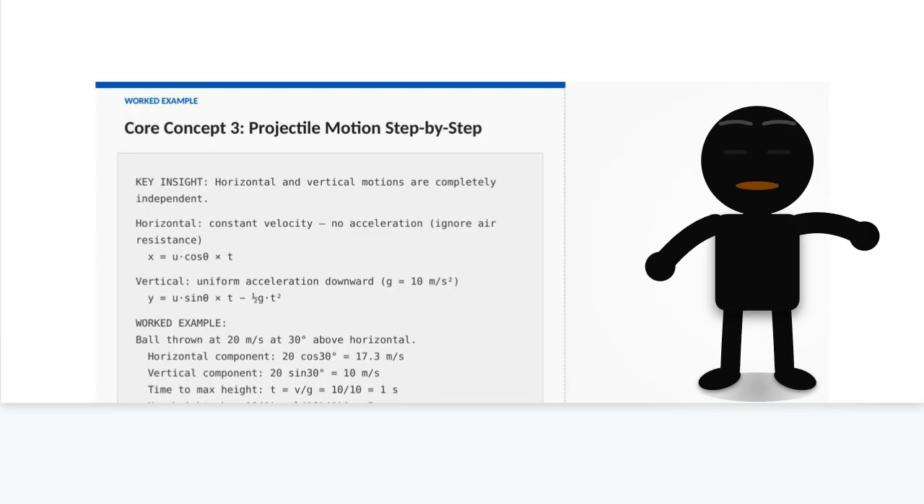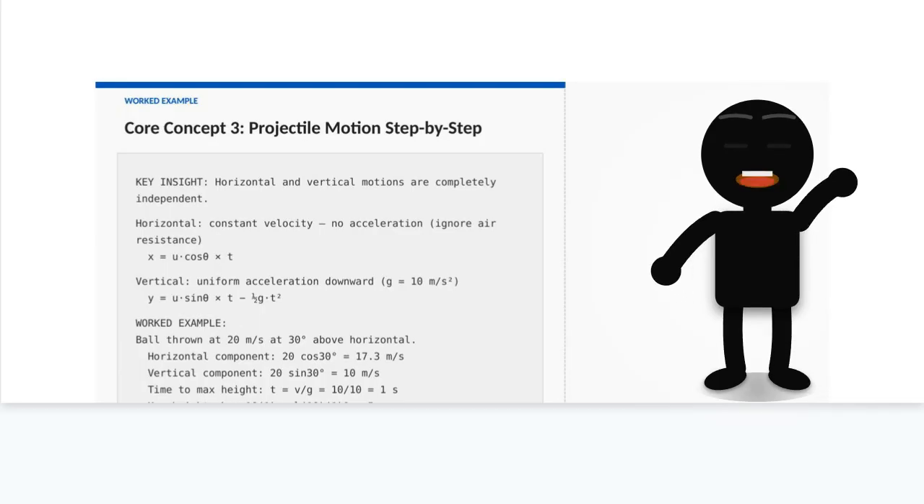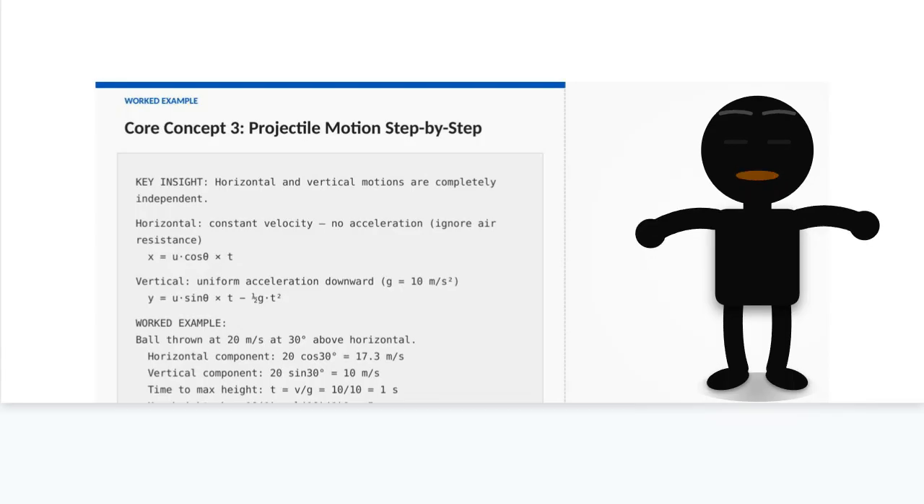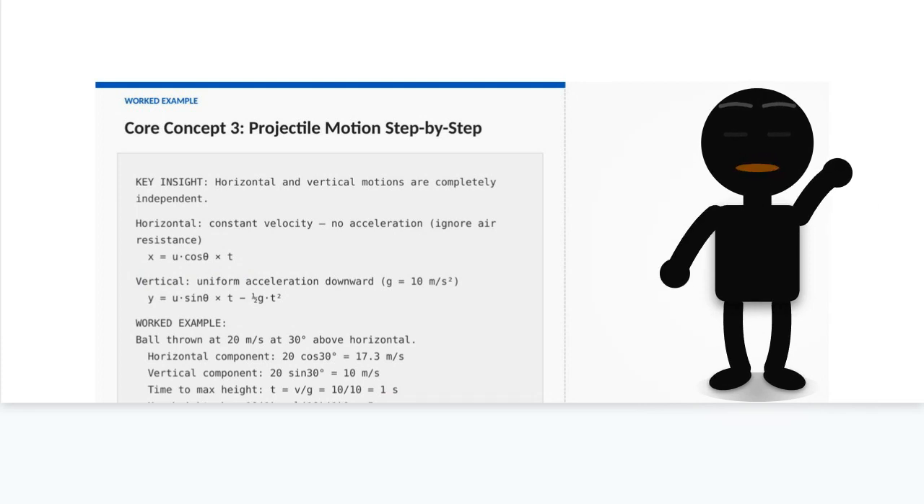So you split the initial velocity into its horizontal and vertical components using trigonometry, then solve two separate one-dimensional problems. In our example, a ball thrown at 20 meters per second at 30 degrees reaches a maximum height of 5 meters after 1 second. At maximum height, vertical velocity is 0. The horizontal velocity remains 17.3 meters per second throughout the entire flight.